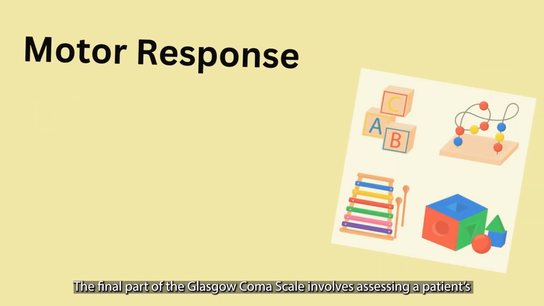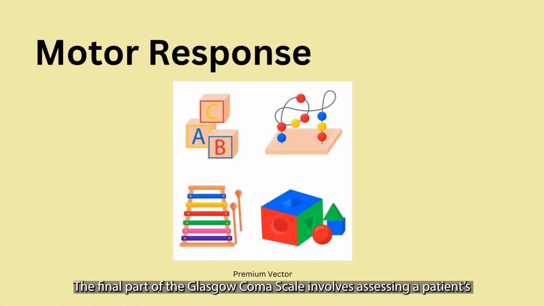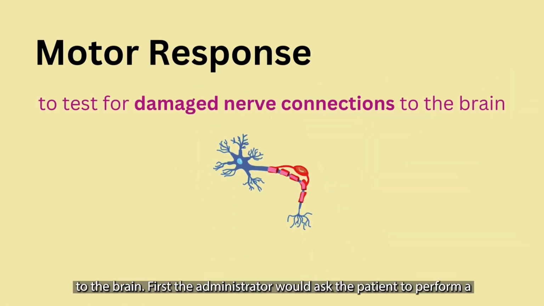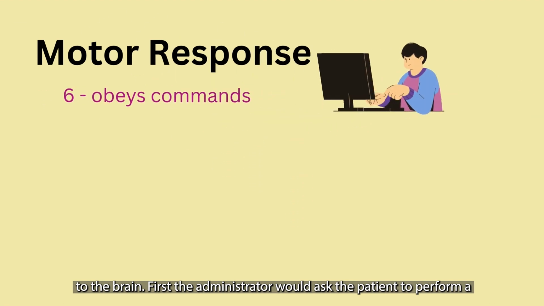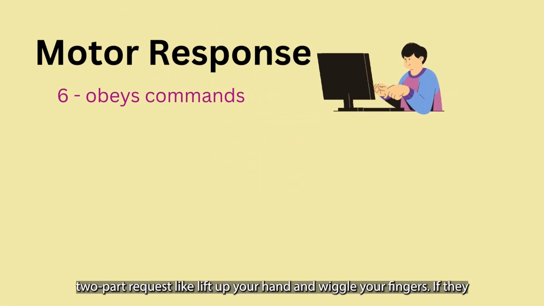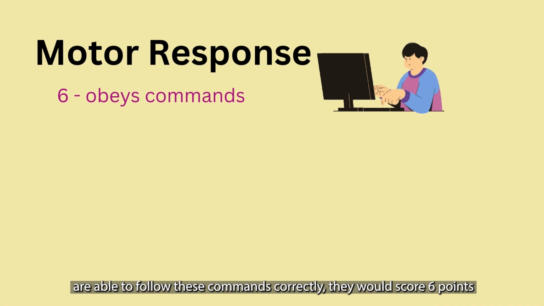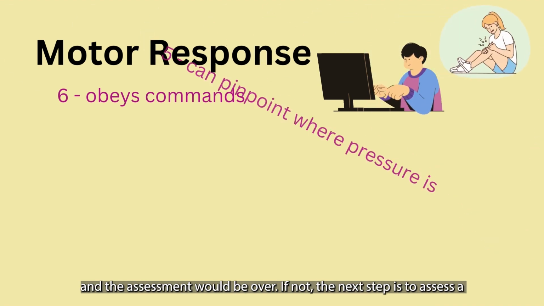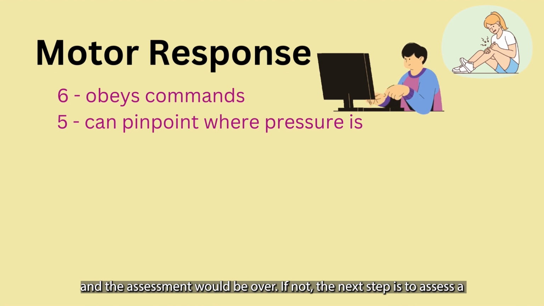The final part of the Glasgow Coma Scale involves assessing a patient's motor response, which is utilized to test for damaged nerve connections to the brain. First, the administrator would ask the patient to perform a 2-part request, like lift up your hand and wiggle your fingers. If they are able to follow these commands correctly, they would score 6 points and the assessment would be over. If not, the next step is to assess a patient's response to pressure, observing whether or not they can pinpoint where on their body the examiner is applying this pressure.